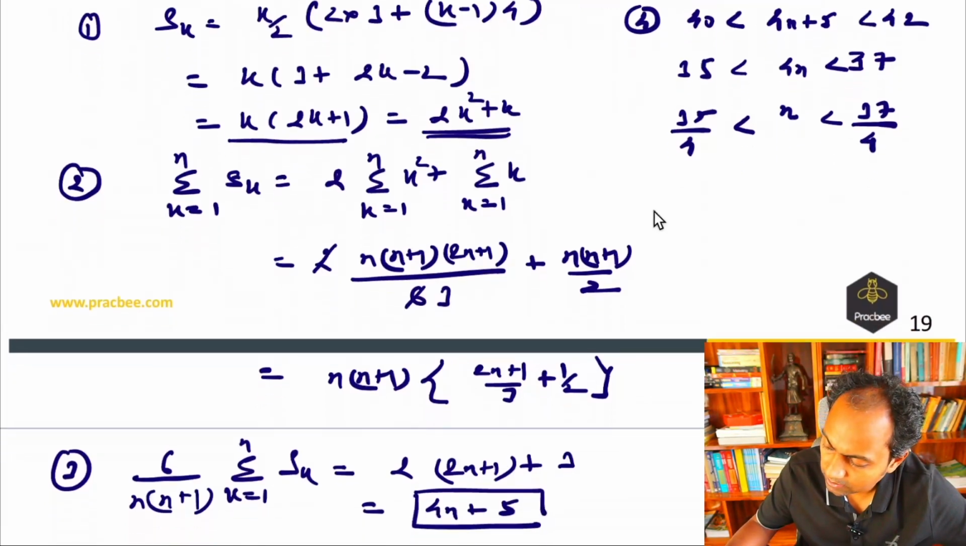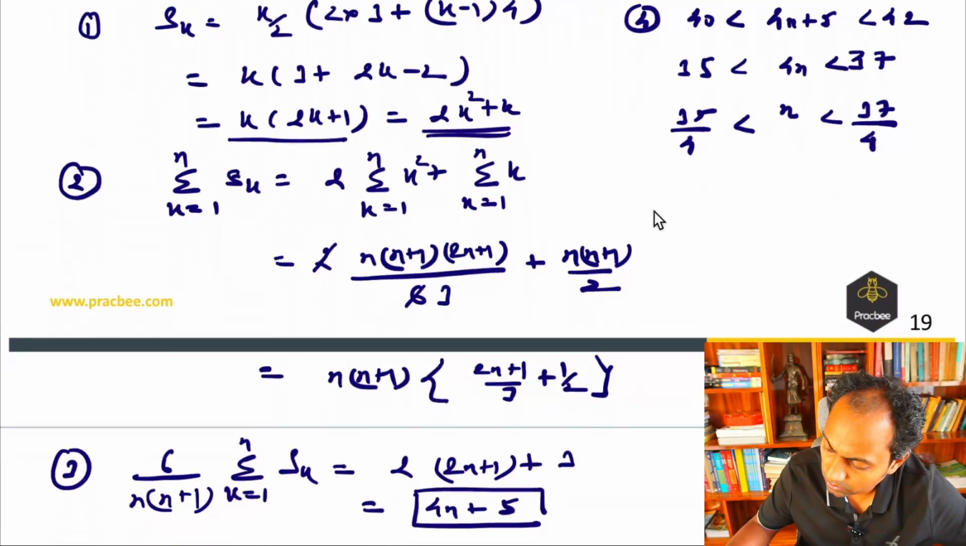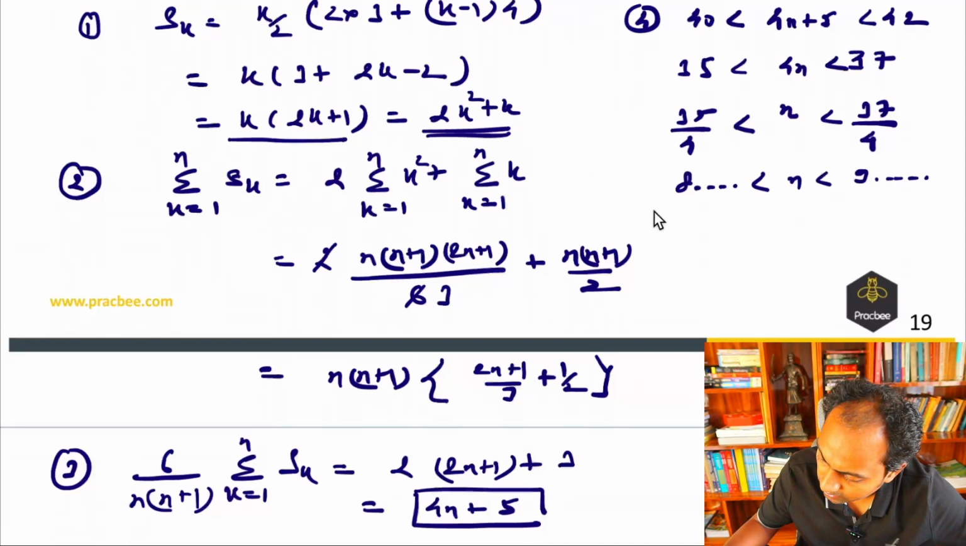So you can see that 4 into 9 is 36. This is 8 point something, and you can see that this would be 9 point something. So the only possible integral value is nothing but 9. The value of n comes out to be 9.